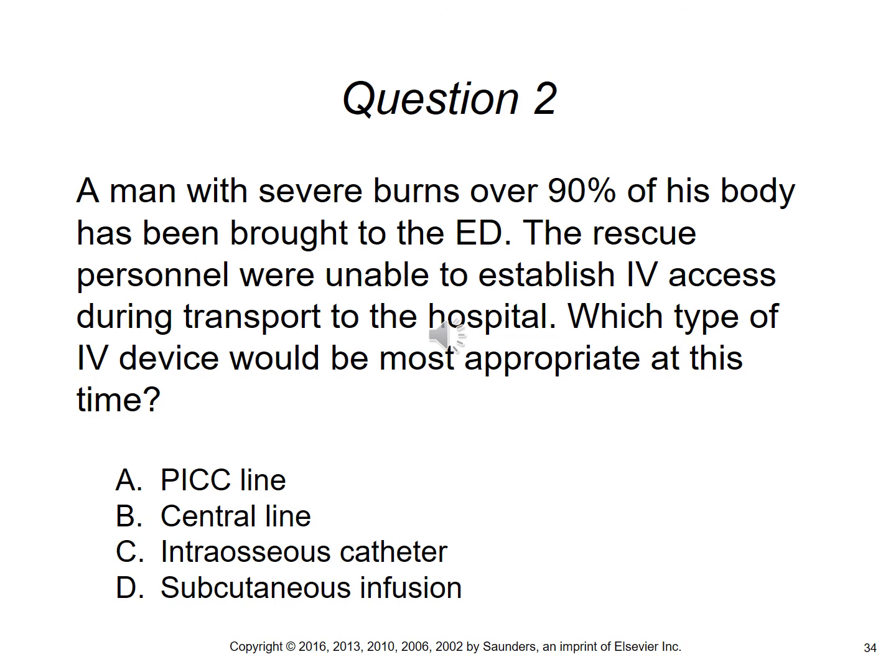So it says the rescue personnel were unable to establish an IV access during the transport to the hospital. So they were unable to establish anything. So we got to go with an IO on this patient.